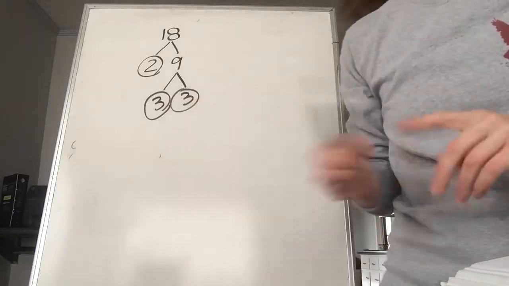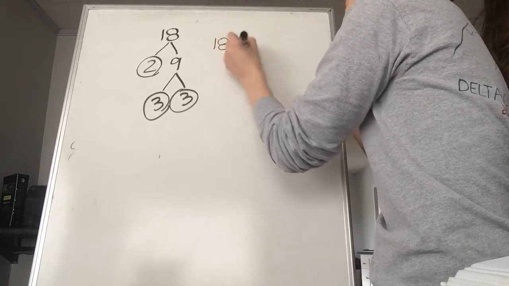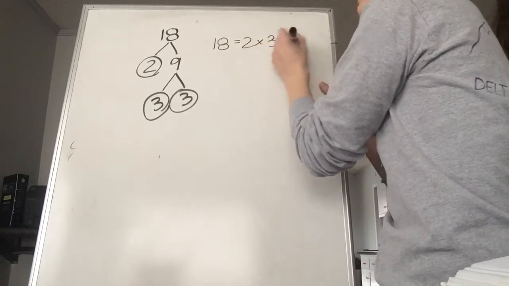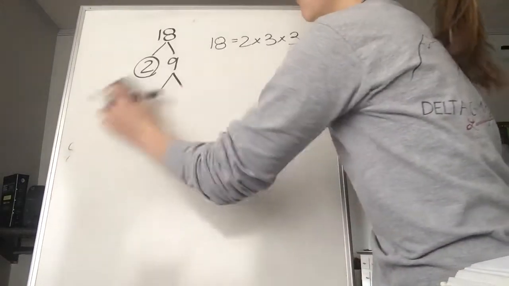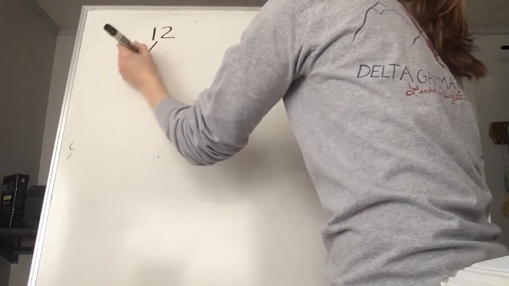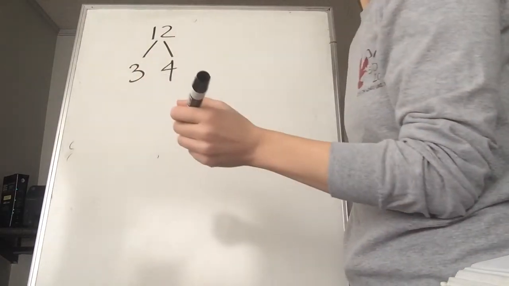Okay, so 2 times 3 times 3. And they write this out, showing that 2 times 3 times 3 will give you 18. Okay, number 5, factoring out 12. So 3 times 4 will give you 12.